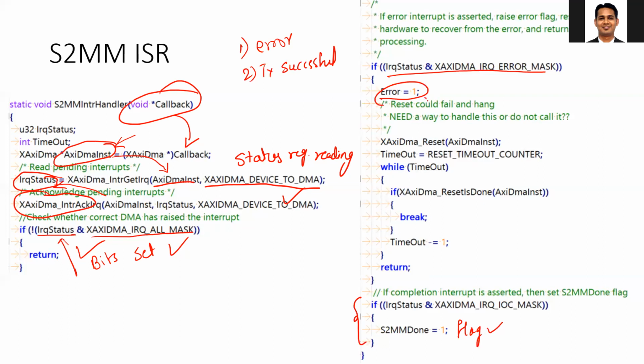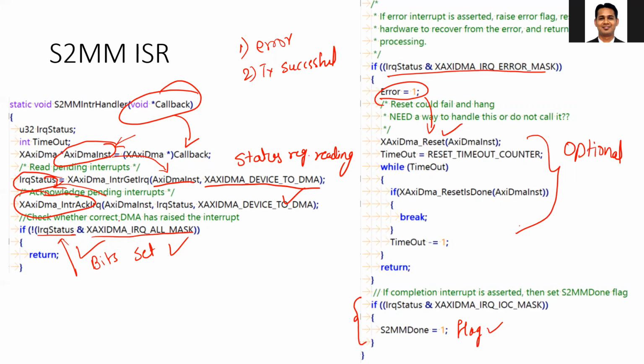Then I also make sure that I reset the DMA. This is also important because the DMA has gone into the error, so it is good to reset the DMA. Sometimes the reset doesn't happen in one go, so I'll wait for a certain time to make that reset happen. Again, this part is completely optional. You can ignore it. You don't need to spend time on this one. Okay, so this is the important part of the ISR.